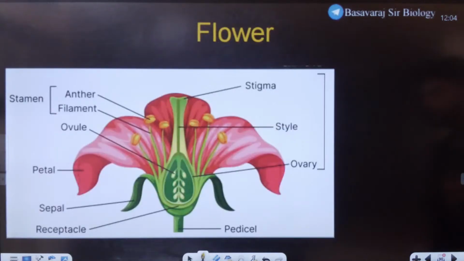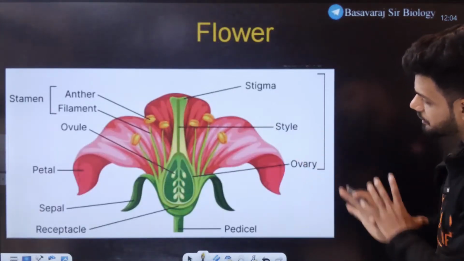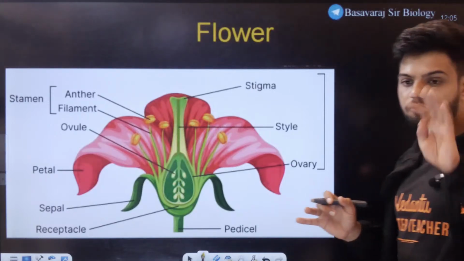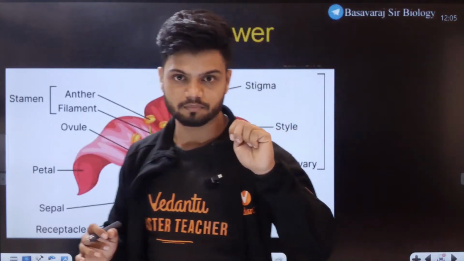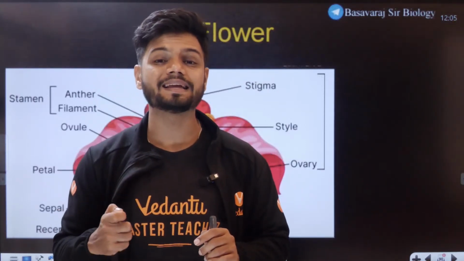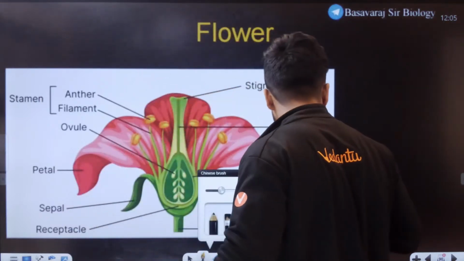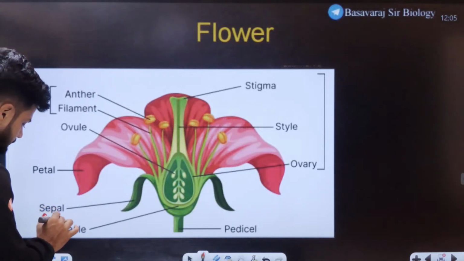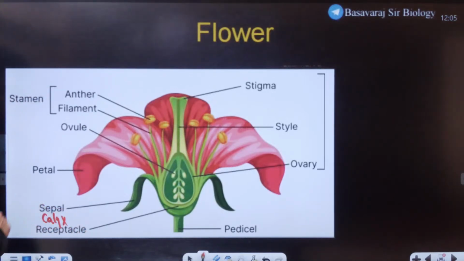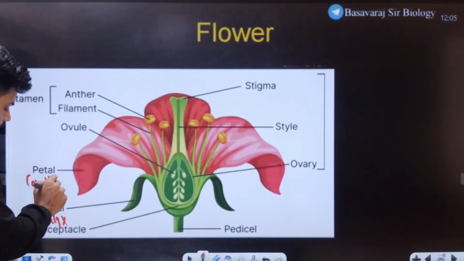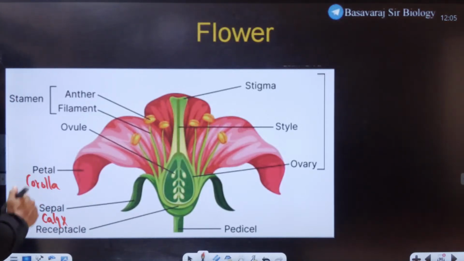Now, this is a typical flower right here. Students, if you can see a typical flower, it has 4 different whorls. The outermost whorl of a flower is called the calyx, which is made up of sepals, not petals. The second whorl is called the corolla, that is made up of petals.